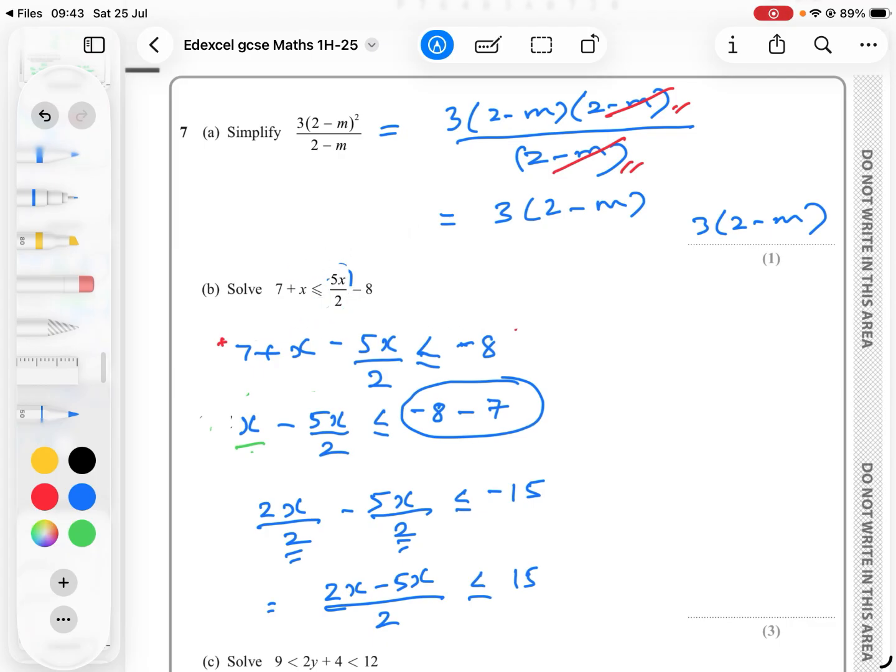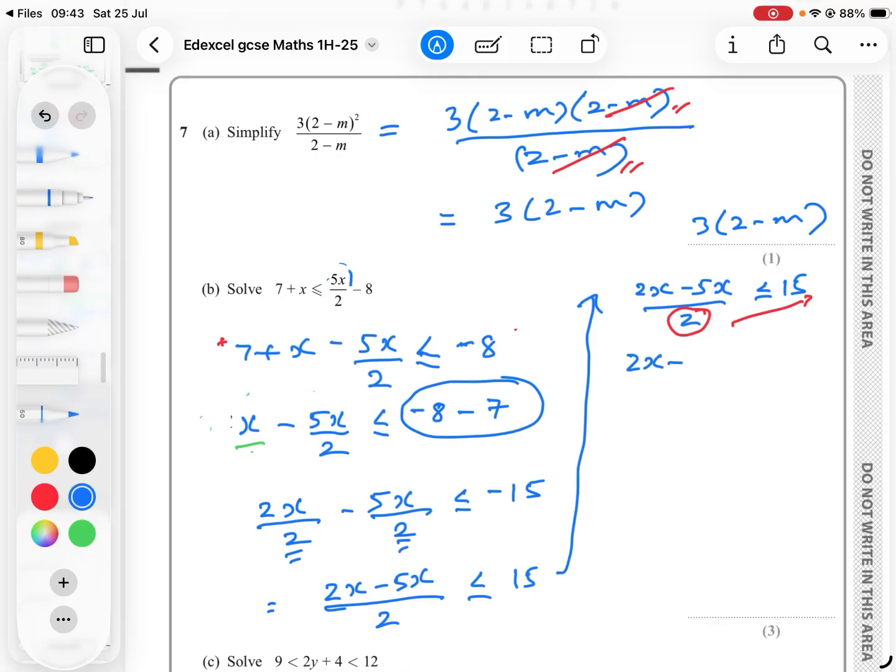Right, now we don't have space. I'm going to write down here again. So 2x take away 5x over 2 less than or equal to 15. Now this 2 is dividing this side, so it goes to the other side as times when you move. So that means 2x take away 5x less than or equal to 2 times 15, 30.